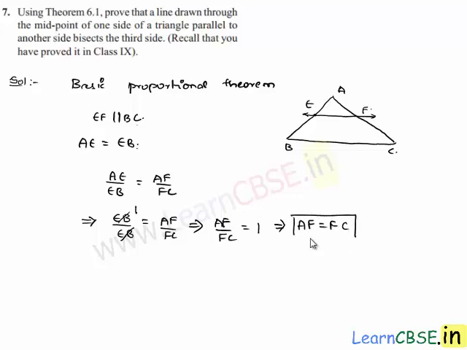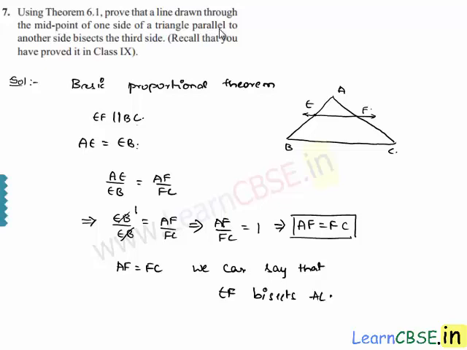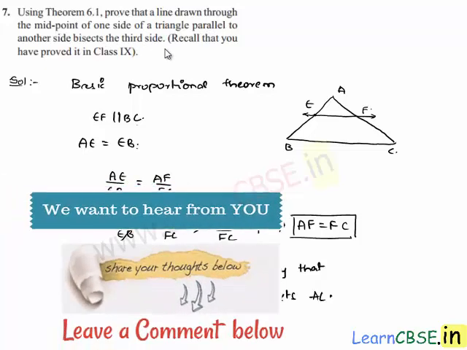As AF is equal to FC, we can say that EF bisects side AC. So a line drawn through the midpoint of one side of a triangle parallel to another side bisects the third side.